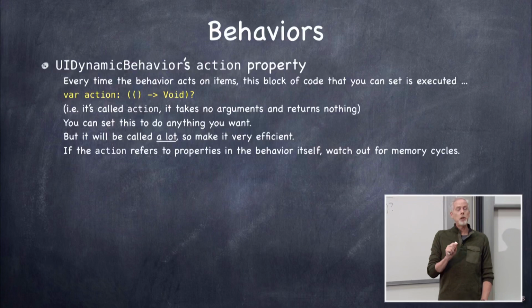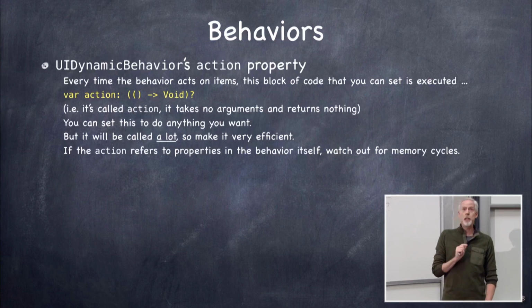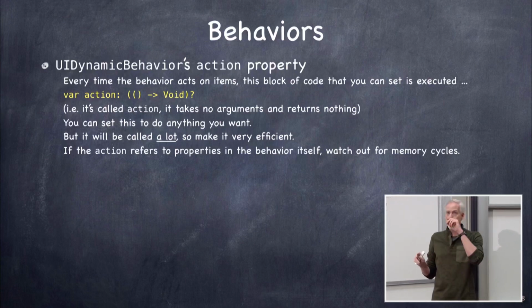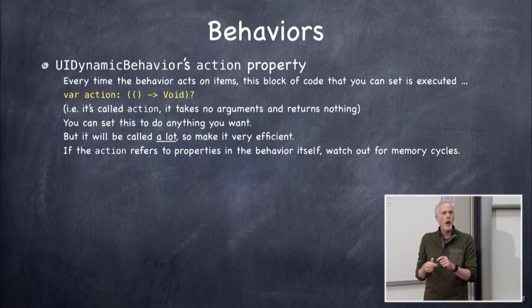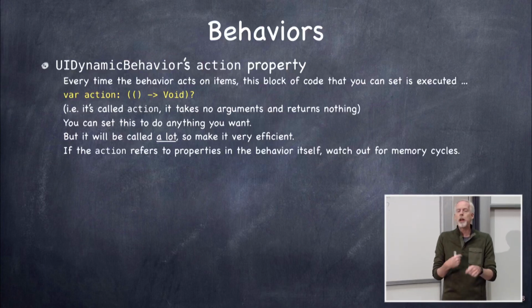Okay, so like a push behavior that's instantaneous, this gets called once, because only once does it act on the object. But a collision behavior is kind of always acting on the object, or gravity behavior, always. So this thing is getting called a lot. So never put any code in here that takes a long time to execute, because it'll slow your animation rate way down, because these things are being called all the time, these action closures right here.